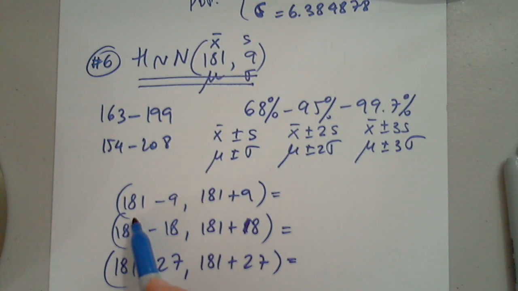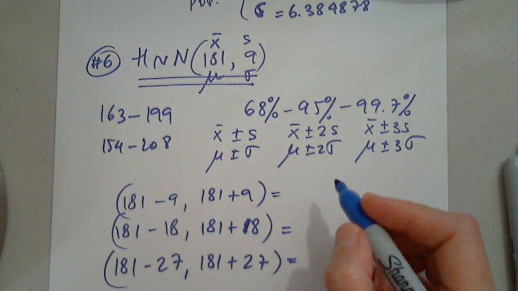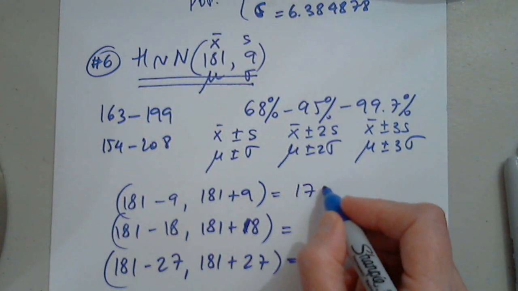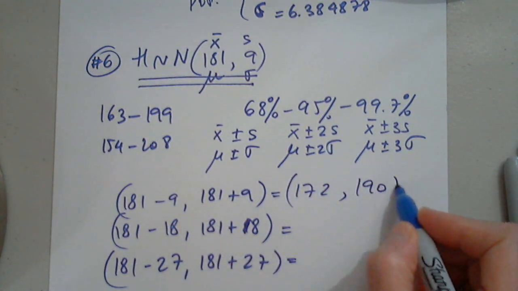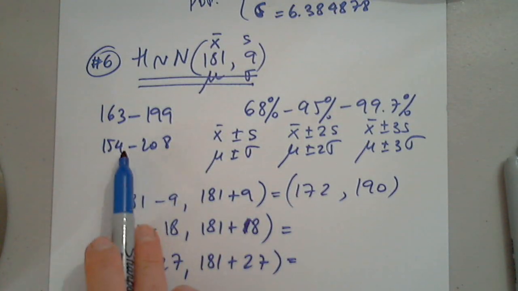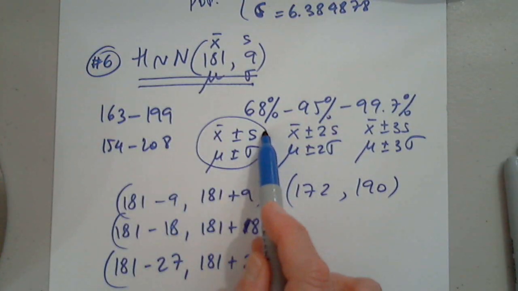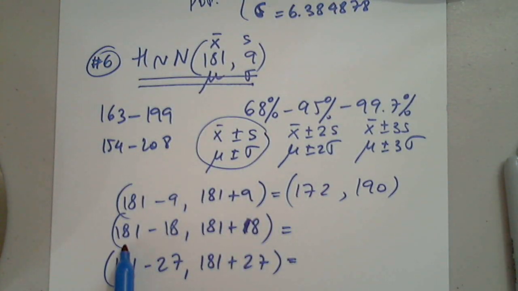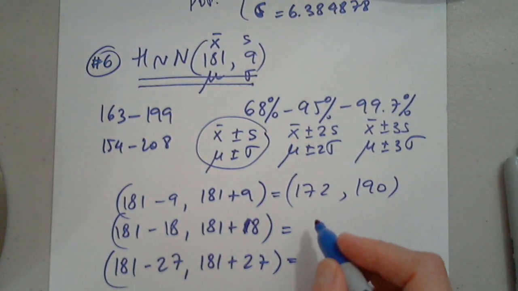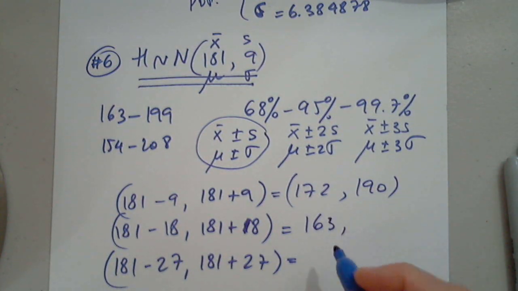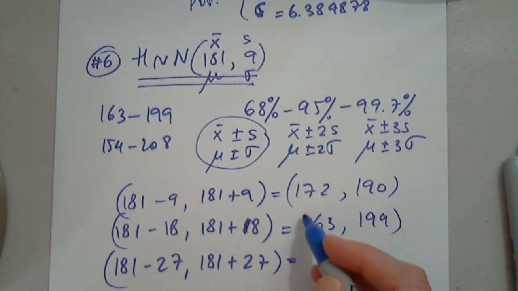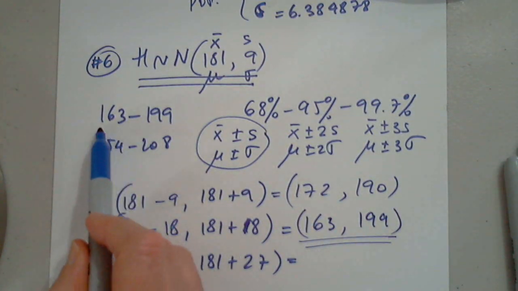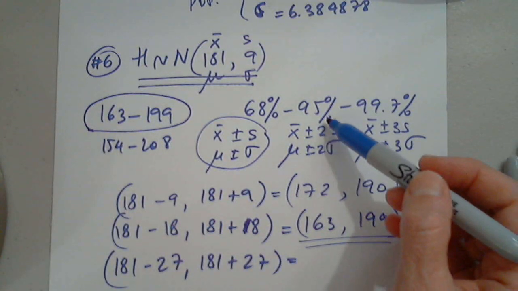So what I have here is 181 plus or minus 9: 172 and 190. So this is not what they're asking. This will be the first one. Then 181 minus 18 is 163, and 181 plus 18 is 199. So obviously this is the one that they're asking. This is the 95%.